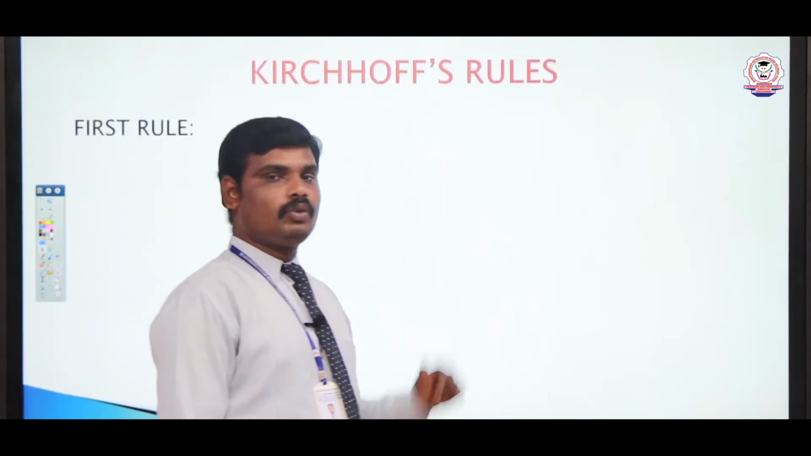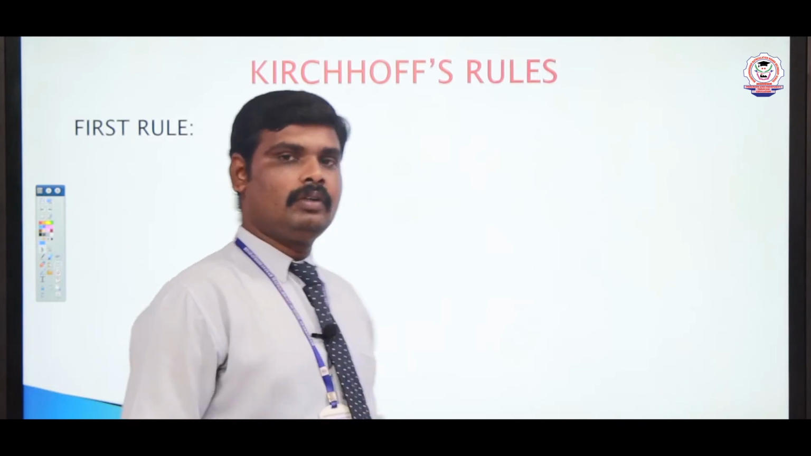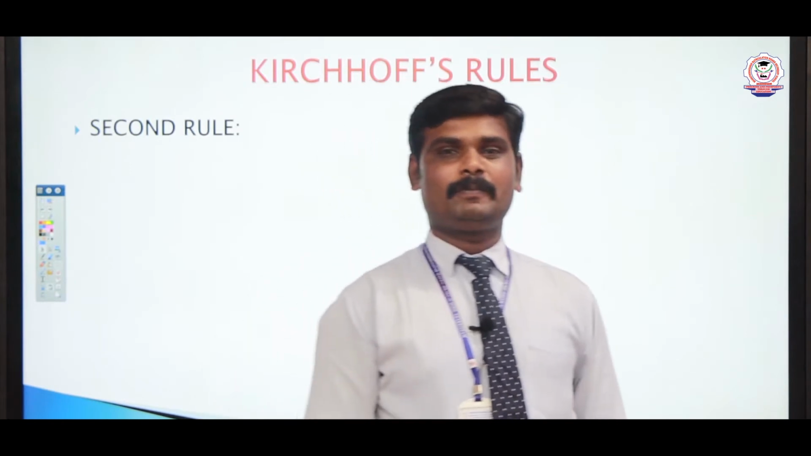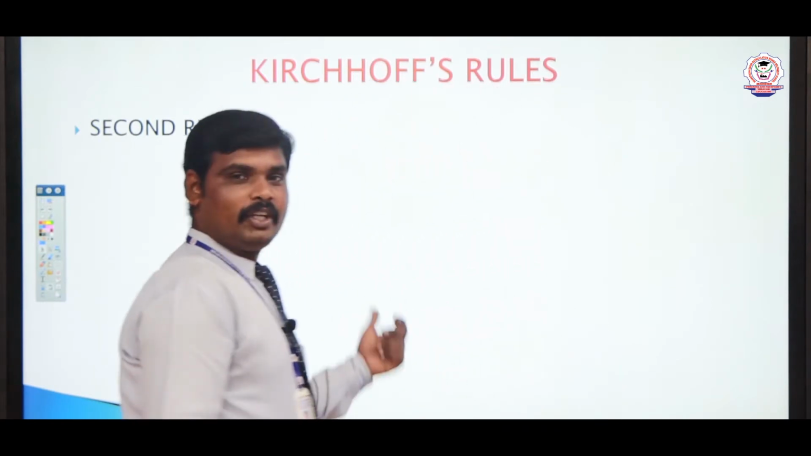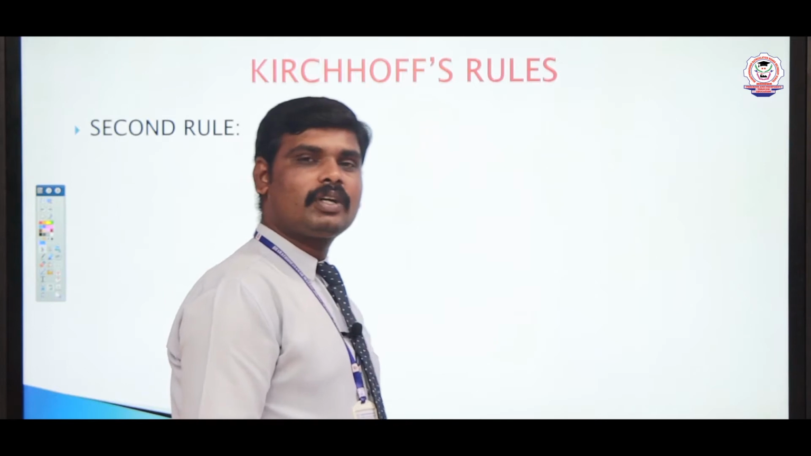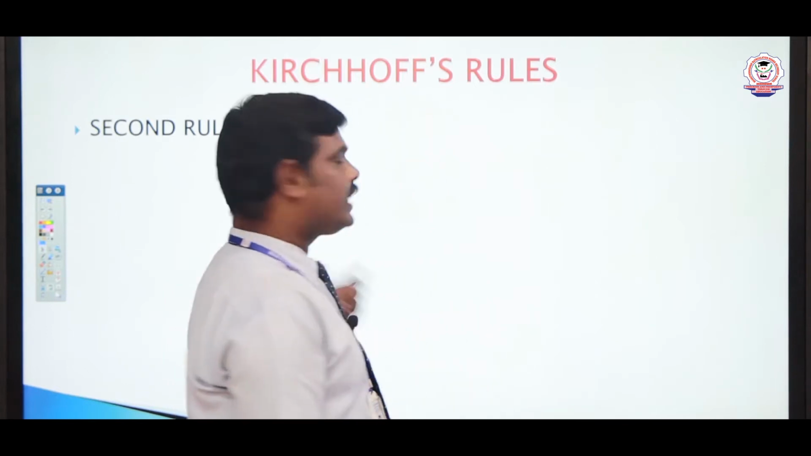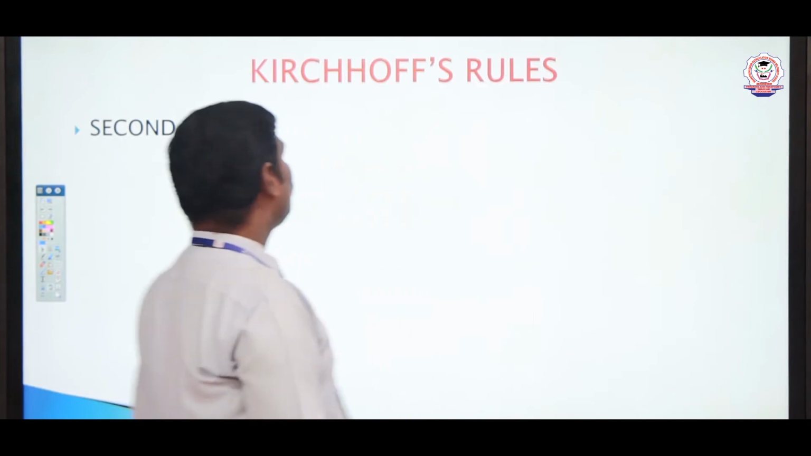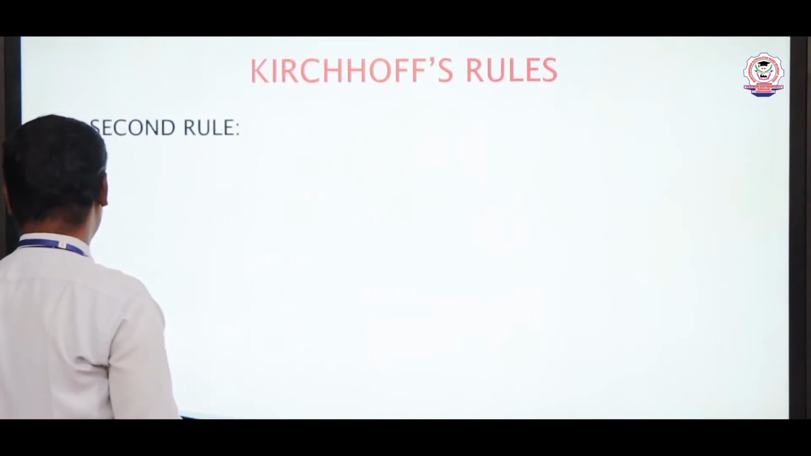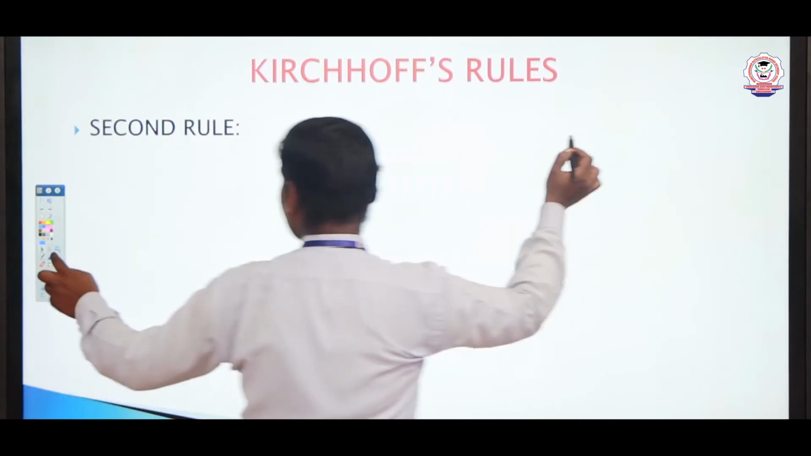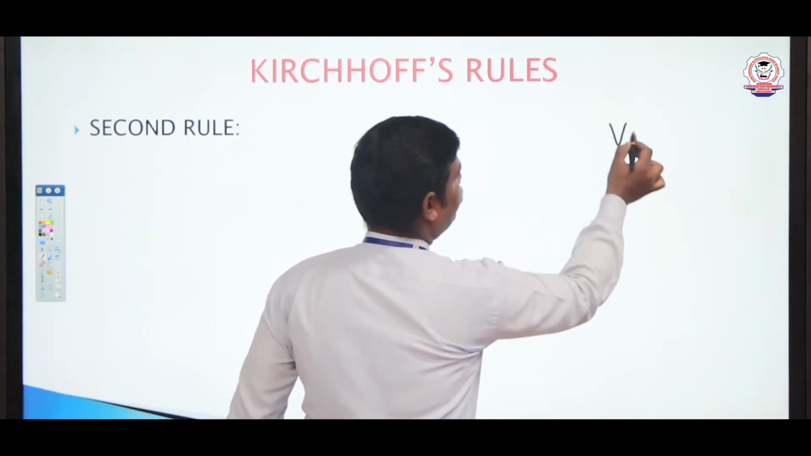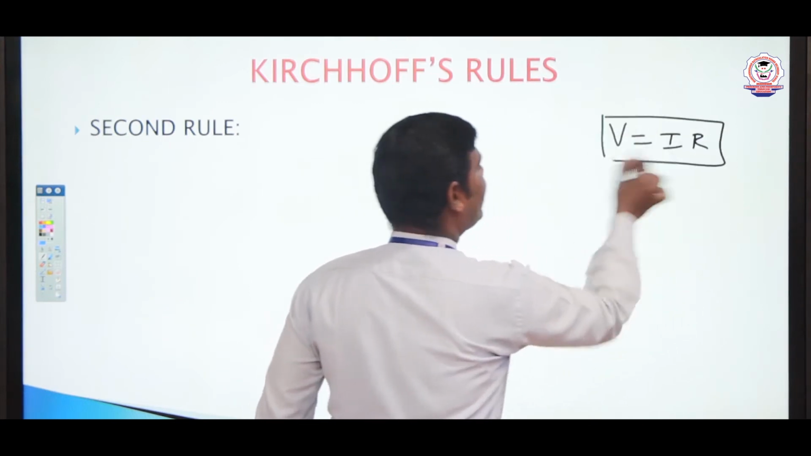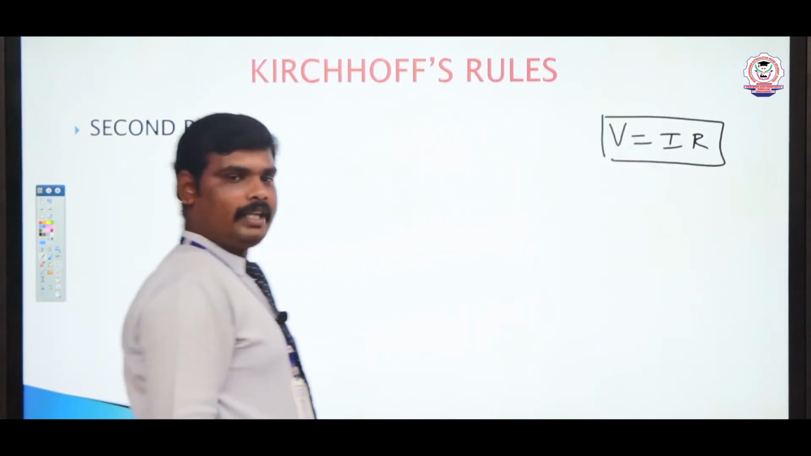So, the Kirchhoff rules are used to find the current and the voltage. Yes, Kirchhoff's second rule. Already we know the Kirchhoff first rule, which is also called the current rule. The Kirchhoff second rule is also called the voltage rule. The voltage rule is nothing but, according to Ohm's law, V equals IR. The product of current and resistance is equal to voltage.